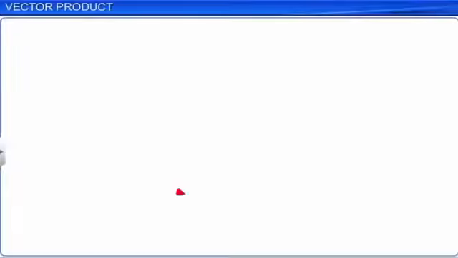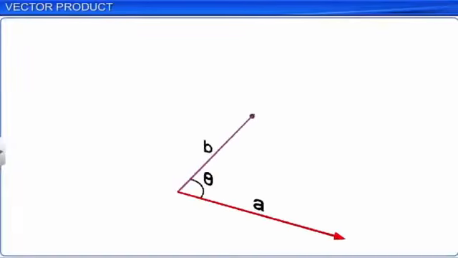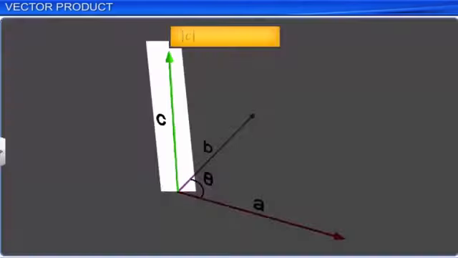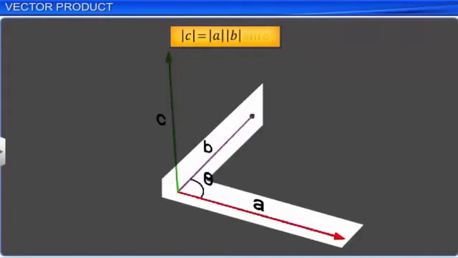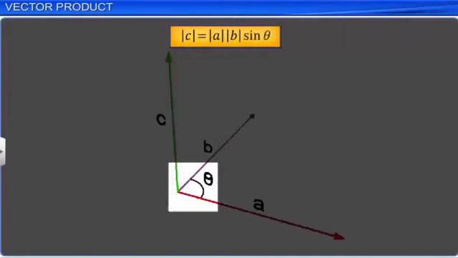If the product of two vectors A and B is a vector C, then C is called the vector product or cross product of A and B and is read as A cross B. The magnitude of the vector product C is equal to the product of the magnitudes of vectors A and B and the sine of the angle theta between them.